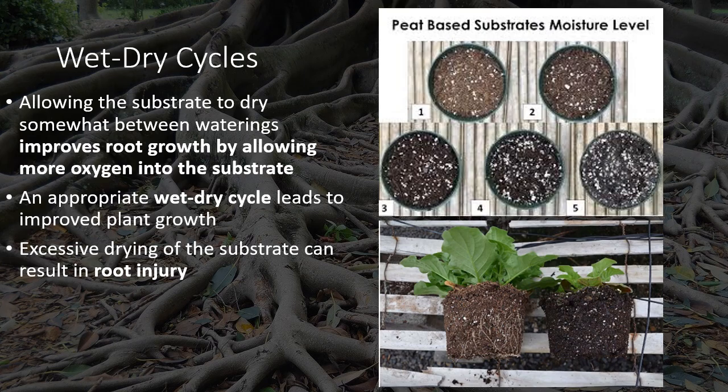And then level 1 is almost completely dry. The peat starts to shrivel and shrink and crust up, and it'll actually pull away from the pot walls, kind of like a dried out sponge.